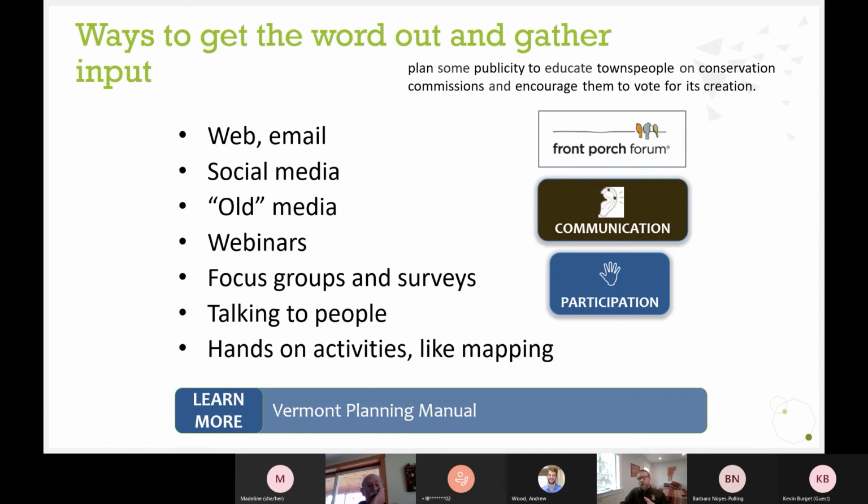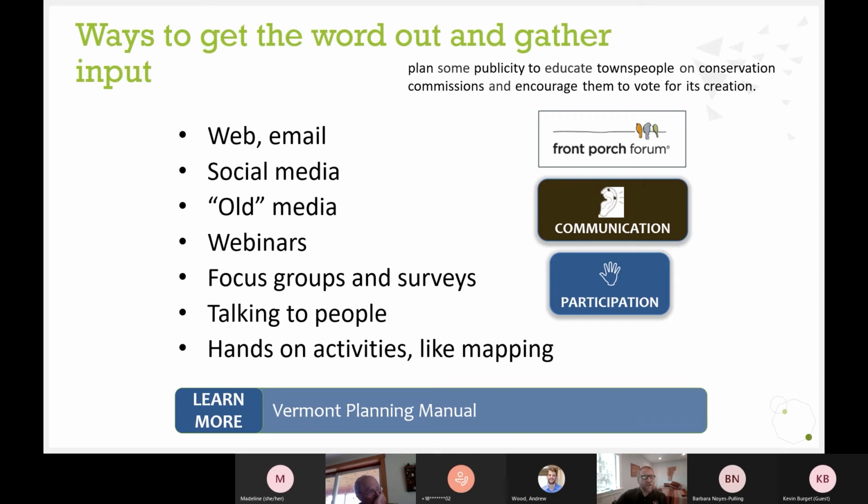So when you have this kernel of an idea, you're trying to get the word out to people. And how do you do that? And I just want to encourage you to plan some publicity to educate townspeople on what a conservation commission does and encourage them to vote.